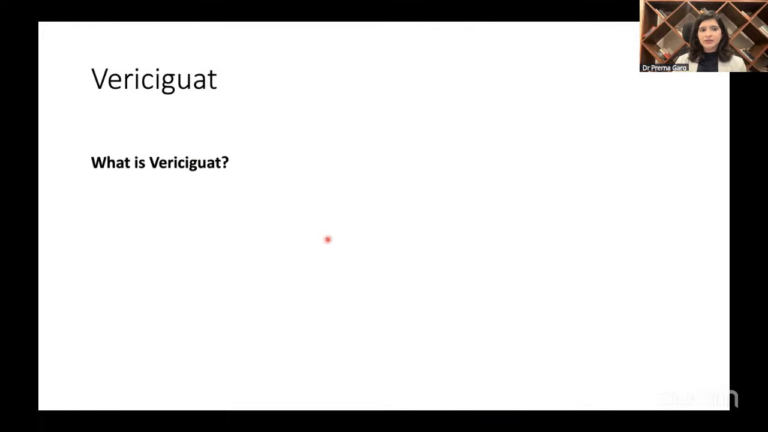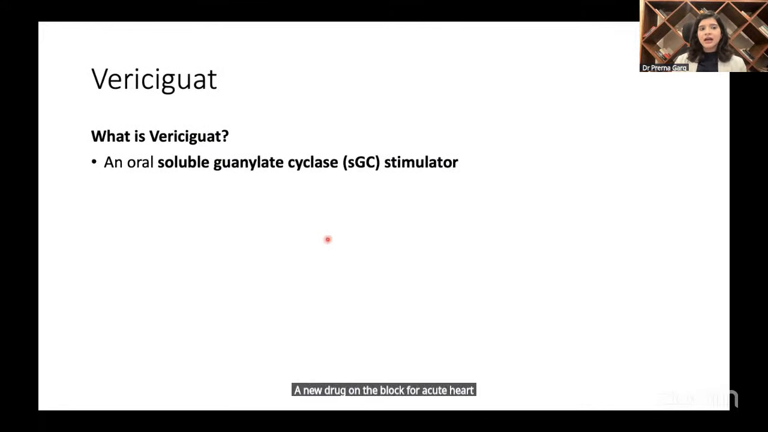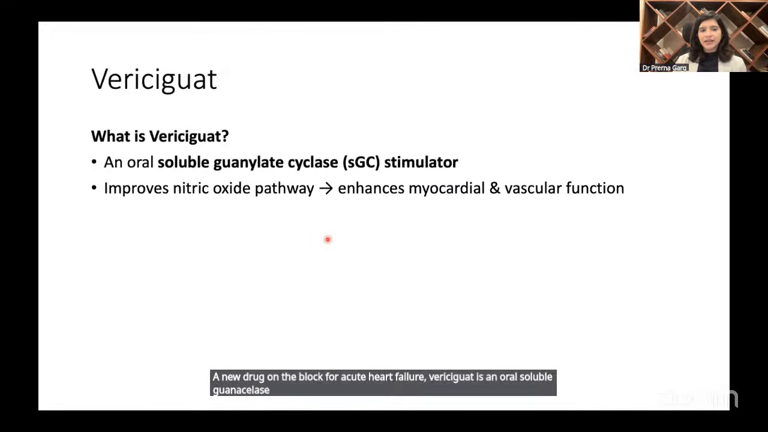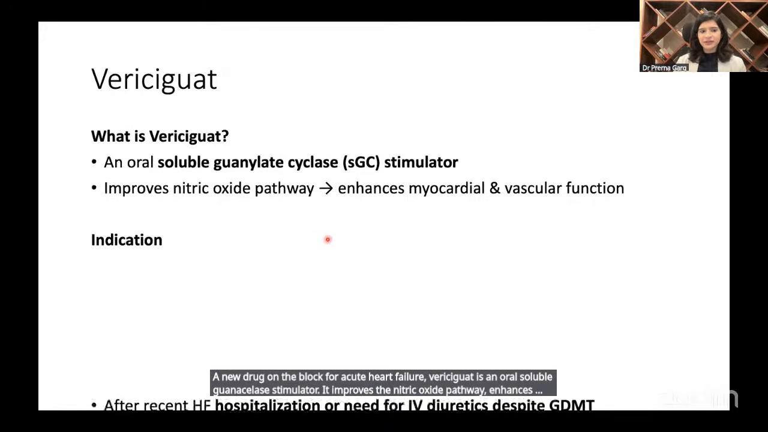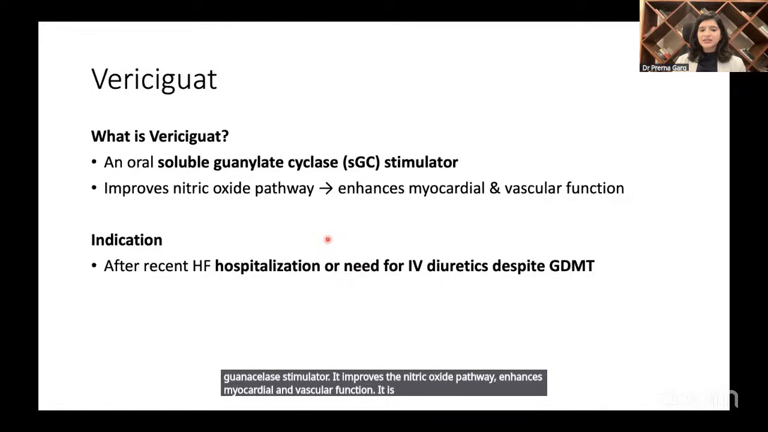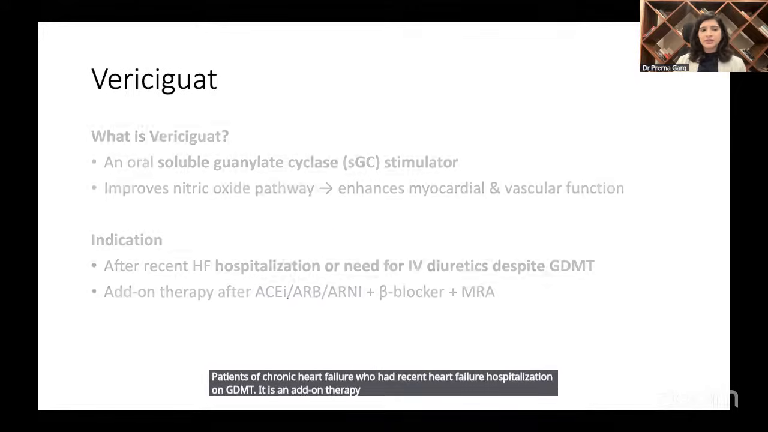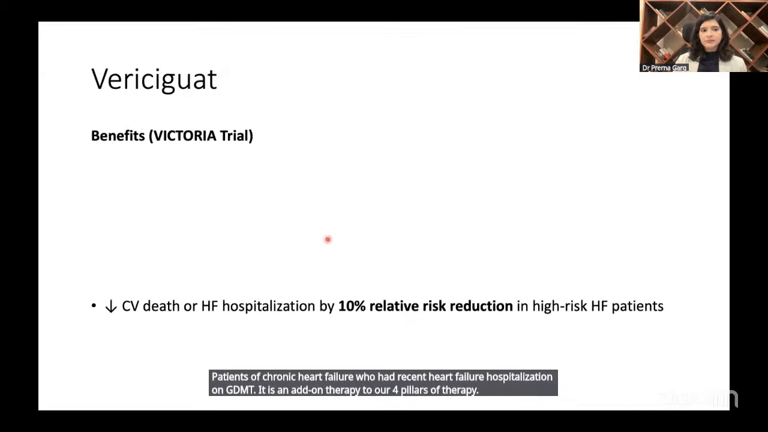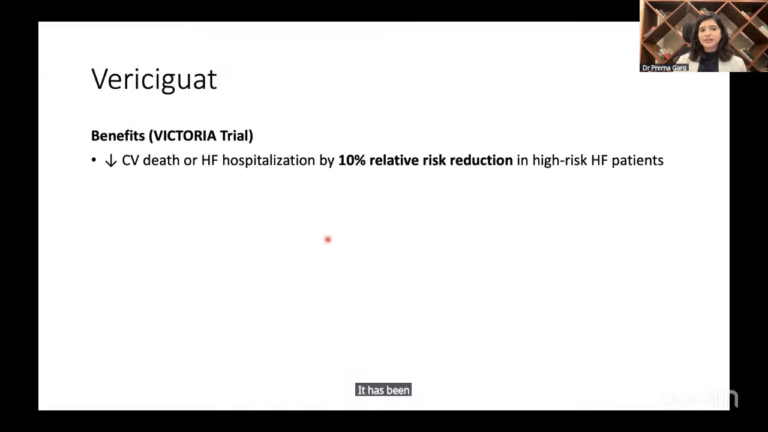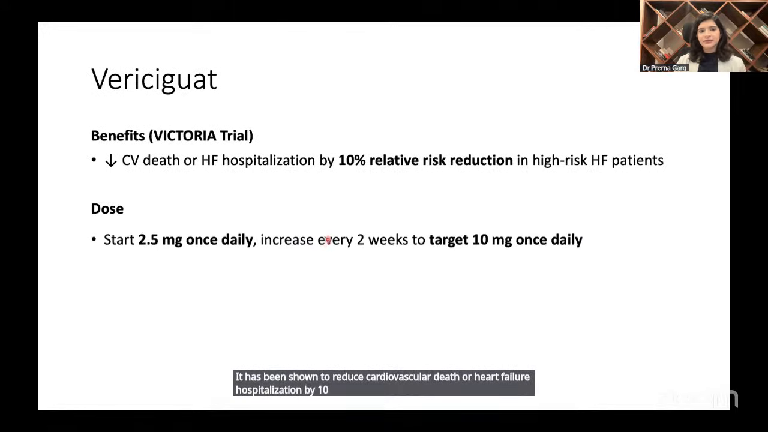A new drug on the block for heart failure, vericiguat, is an oral soluble guanylate cyclase stimulator. It improves the nitric oxide pathway and enhances myocardial and vascular function. It is indicated in patients like these, patients with chronic heart failure who had a recent heart failure hospitalization on GDMT. It is an add-on therapy to our 4 pillars of therapy. It has been shown to reduce cardiovascular death or heart failure hospitalization by 10% in high-risk heart failure patients.